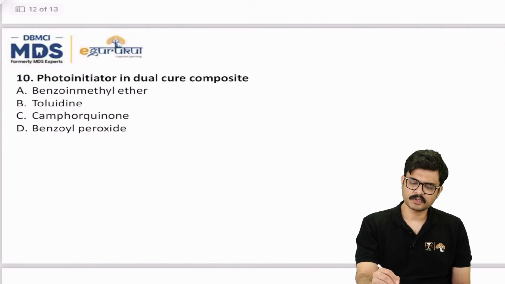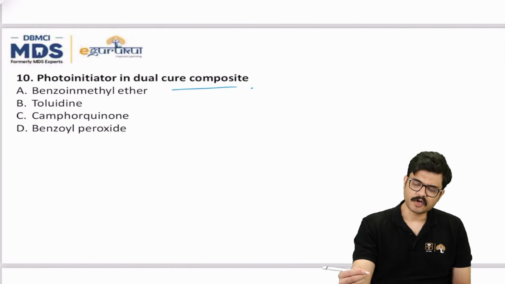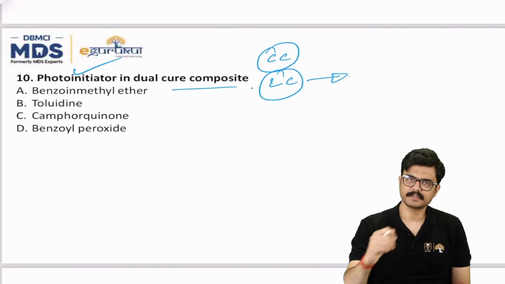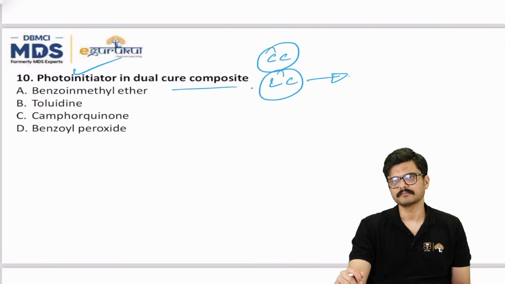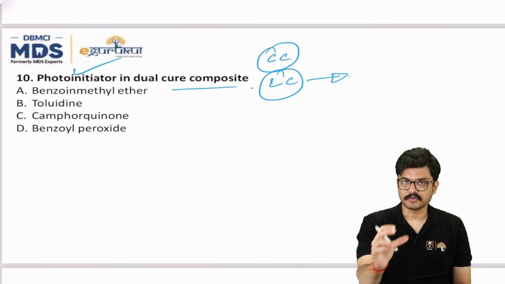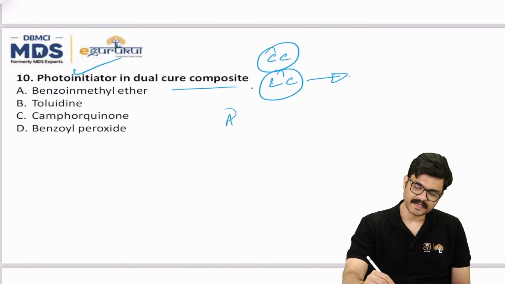Photo initiator and dual cure composite. So guys, dual cure composite is basically what? You have components of both chemical cure or self cure as well as light cure. Now, when you talk of photo initiation, you basically are concentrating on how you are supposed to initiate the generation of free radical, right, in the light cure component of the dual cure composite. So what's the activator? Activator is nothing but blue light, right?